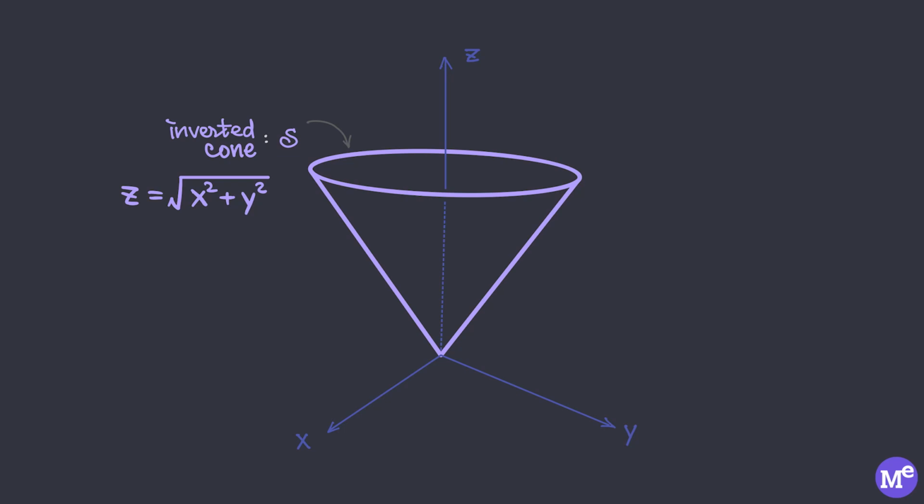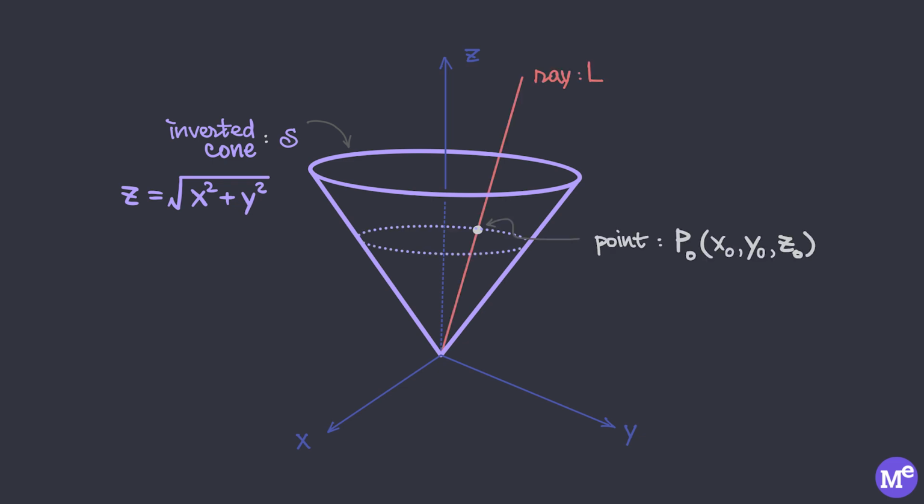Suppose we have an inverted infinite right circular cone with its vertex sitting at the origin of the rectangular coordinate system. Let's say we pick a point on the conic surface and originate a ray from the origin to pass through the point of your choosing. It's pretty intuitive that the ray lies on the conic surface.